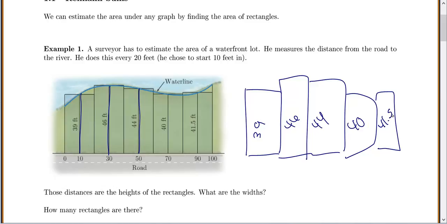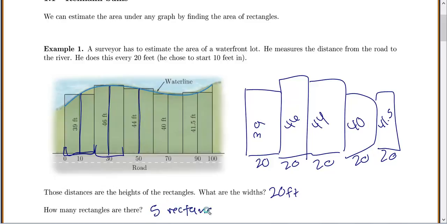So what would be the widths? Okay, so notice each rectangle is 20 feet wide because he measured every 20 feet. So from here to here, this rectangle is 20 feet, and from here to here is 20 feet. So our widths are each 20 feet, and there are 5 rectangles. He did 5 measurements.